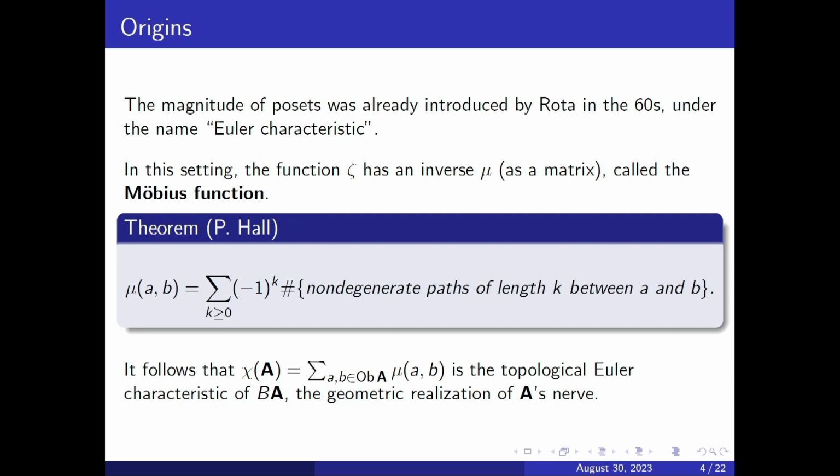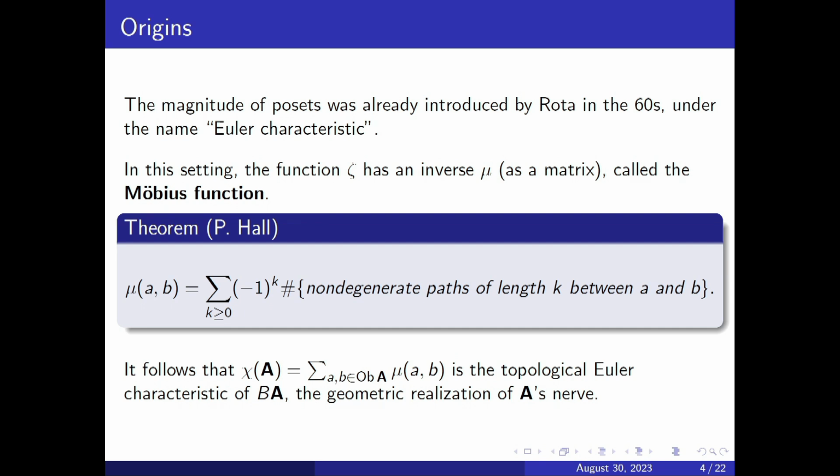So the magnitude of posets, in fact, not any categories, but posets, was already introduced by Rota in the 60s. Okay, so he also used the term Euler characteristic. And in that case, you can take the zeta function and invert it. So there's an inverse matrix mu. Okay, and this mu has a combinatorial interpretation. That's why Rota was interested in it. In fact, this Möbius function between A and B counts an alternating sum of the number of non-degenerate paths of length k between A and B in the poset.